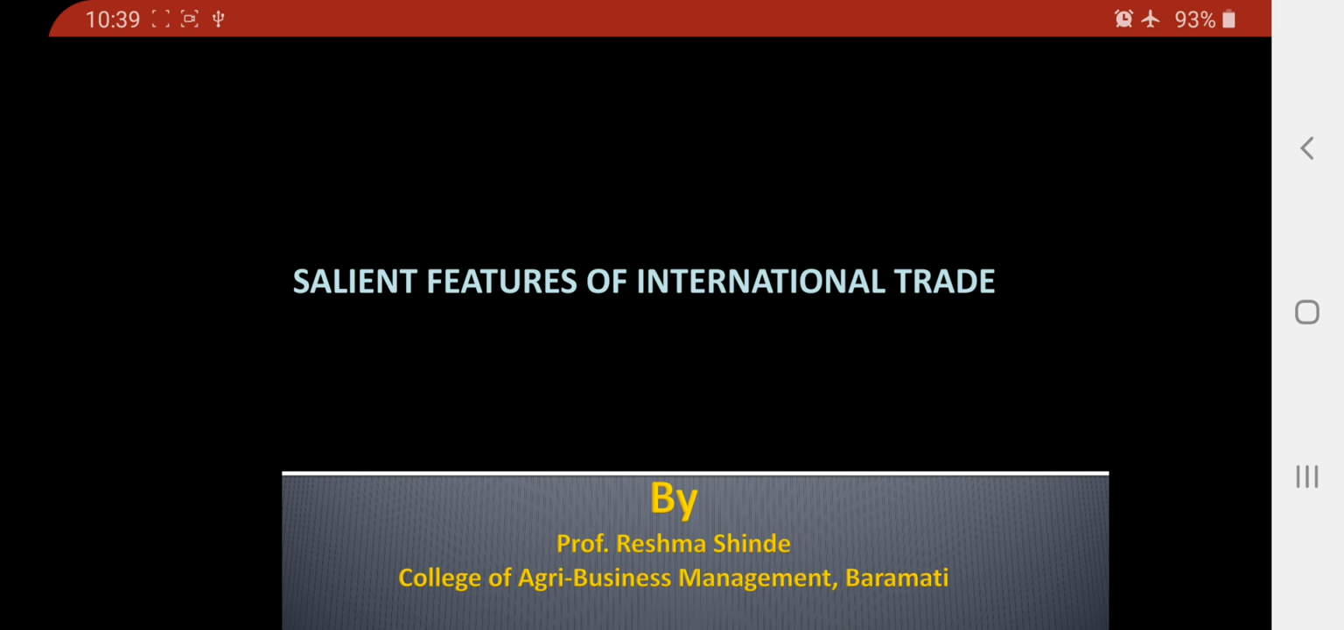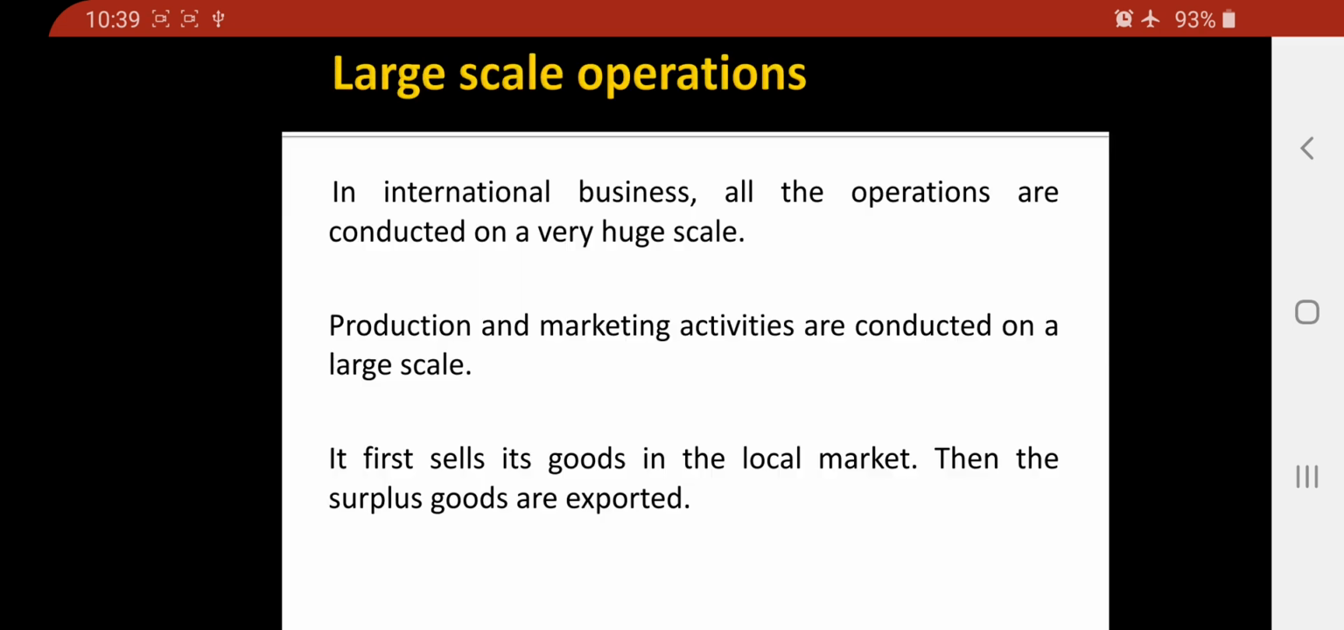Before this lecture, you learned the meaning of international trade, the advantages of international trade, the disadvantages of international trade, and the difference between domestic and international trade. In today's session, you're going to learn the features of international trade. There are many features of international trade.